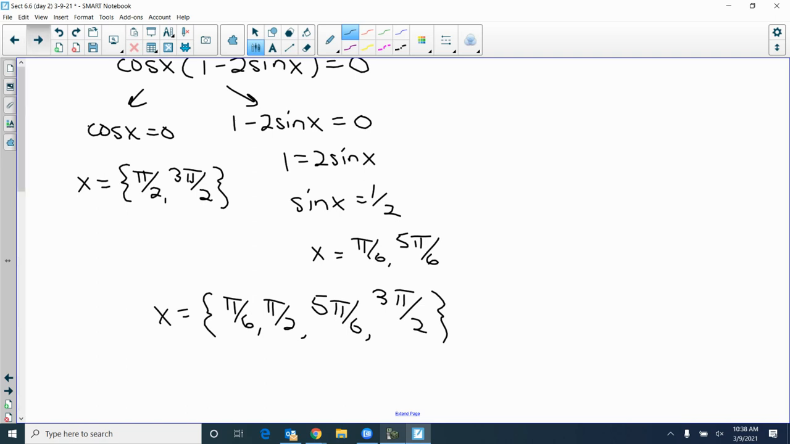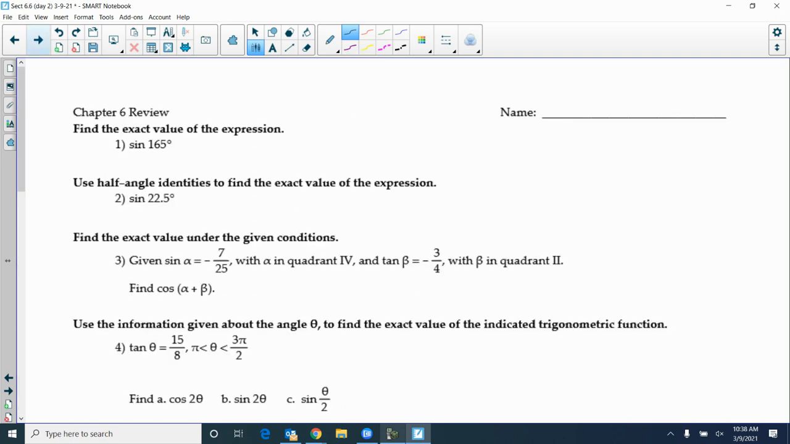All right, what I want to do is give you a chapter 6 review sheet. Work on this for the rest of the period. We'll go over it tomorrow as well as a couple other things. There will be one identity for sure on the test. No proof.